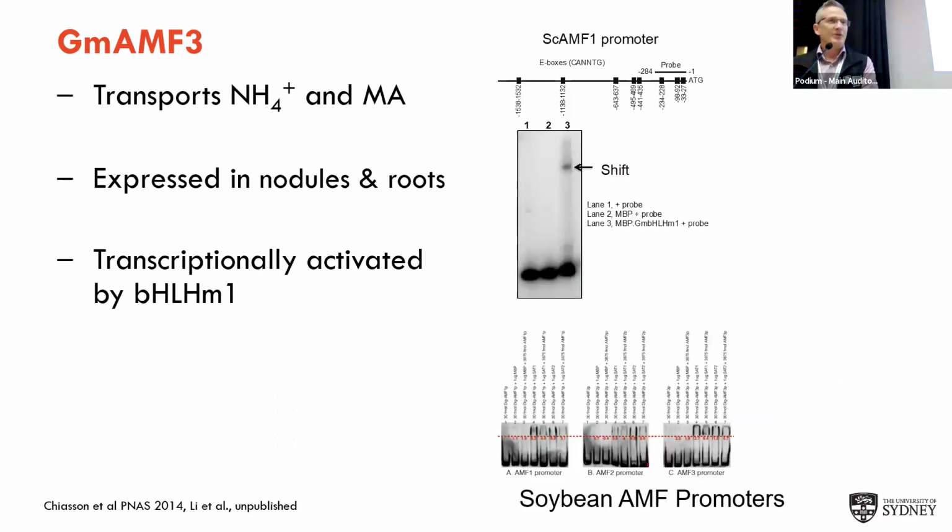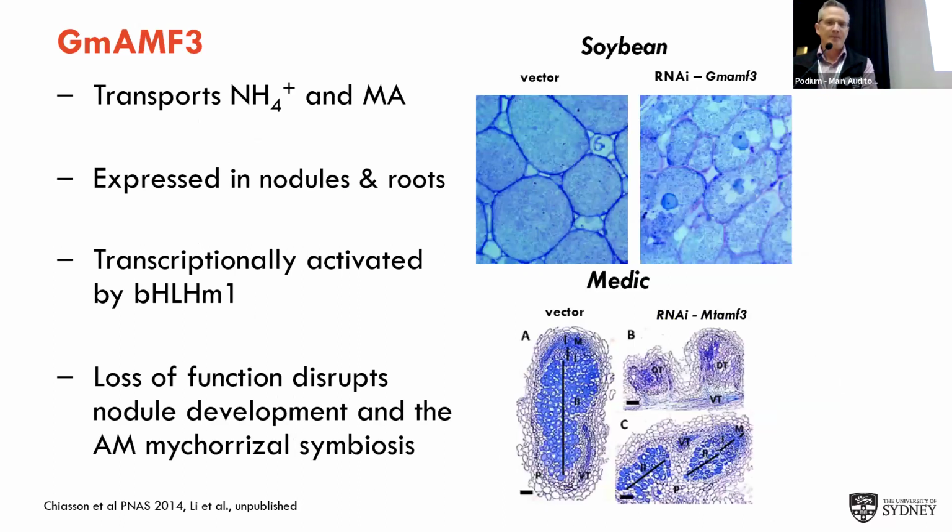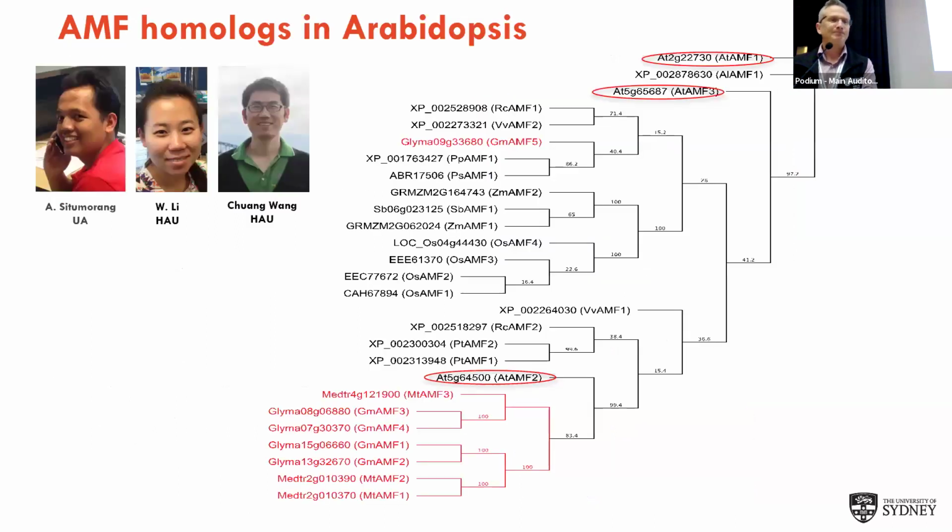And it does interact with the transcription factor, though. So this transcription factor we initially identified binds to the promoter of these AMF proteins to transcriptionally activate and turn it on. And if you disrupt this in soybean, it doesn't kill the nodule, but it just slows its development, and then it starts to senesce earlier. And you see this both in soybean and Medicago. But it also disrupts the AM mycorrhizal symbiosis, and we just published that recently.